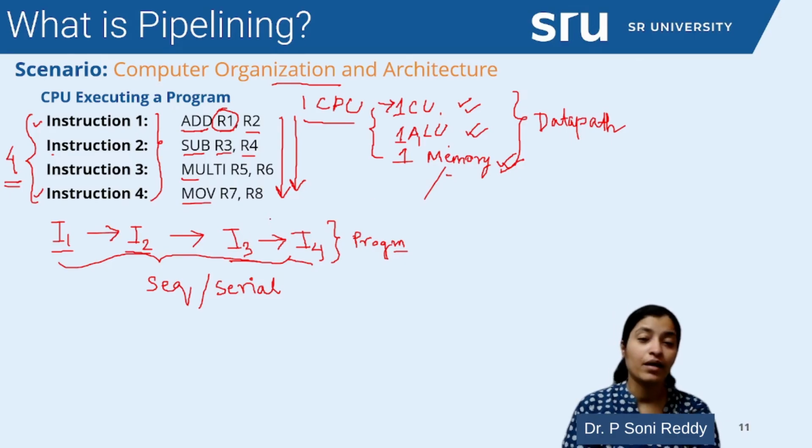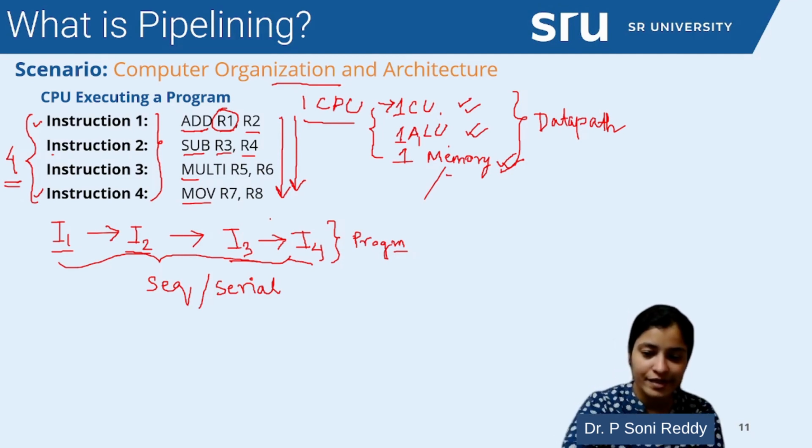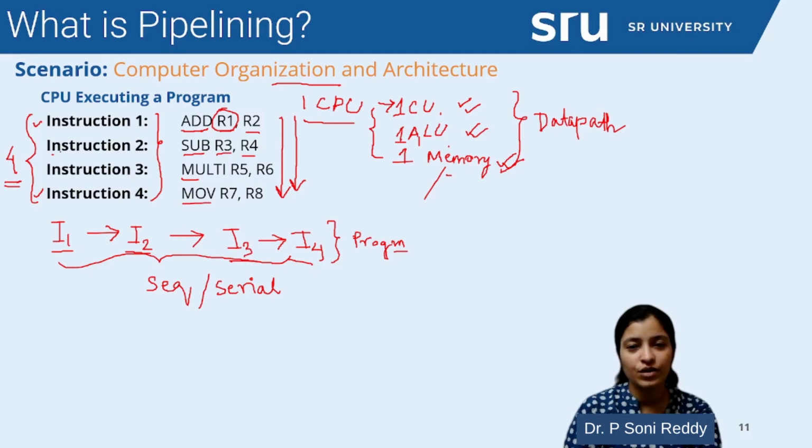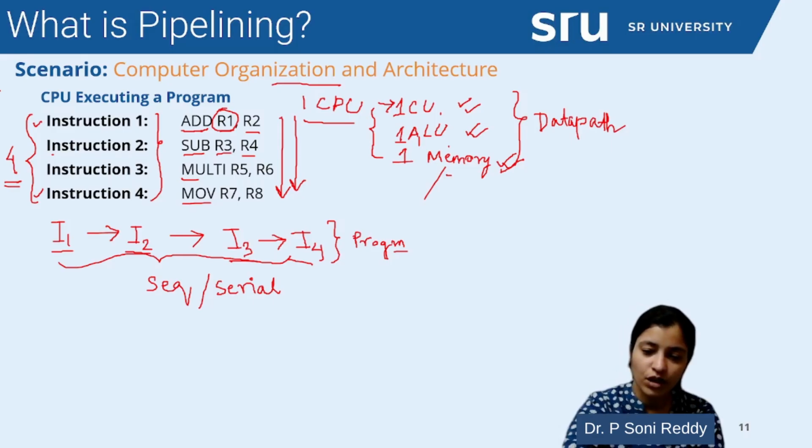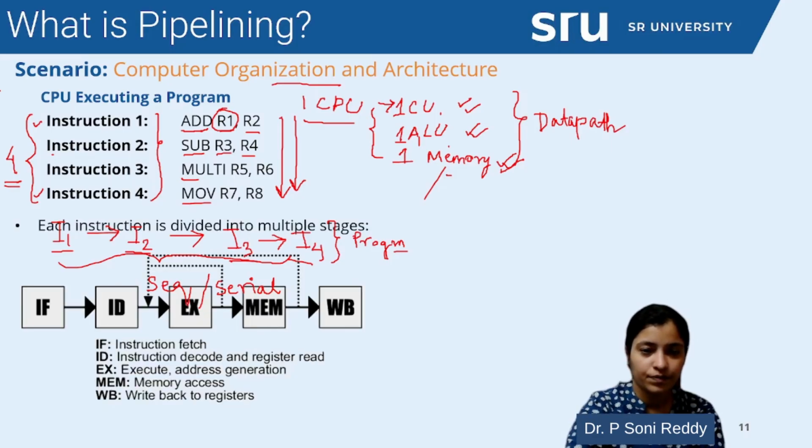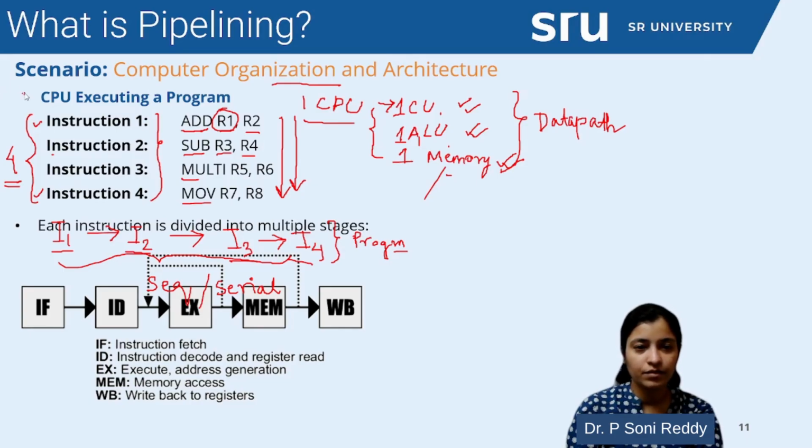Now how is parallel execution done? We will study that, but before that, to do parallel execution we have to divide each instruction into some subtasks or subcategories. What are those subtasks and categories? They are nothing but the steps which are used for executing each instruction.